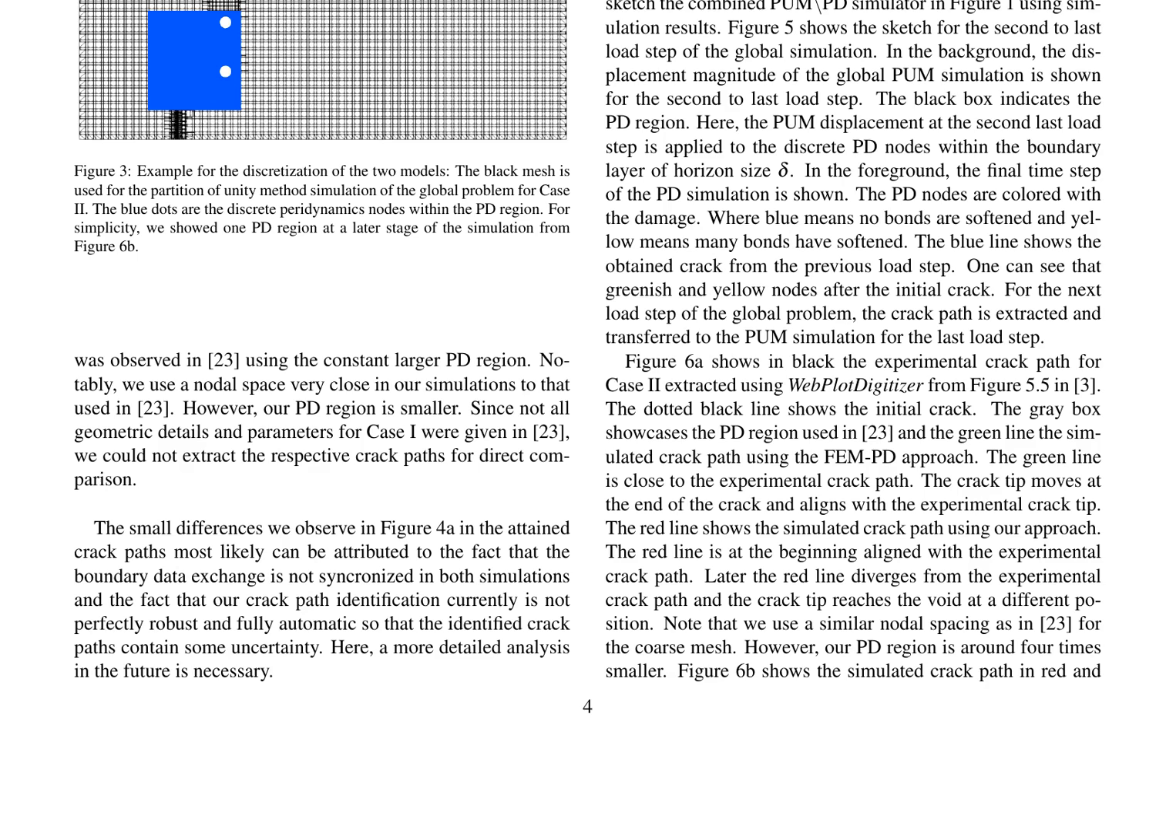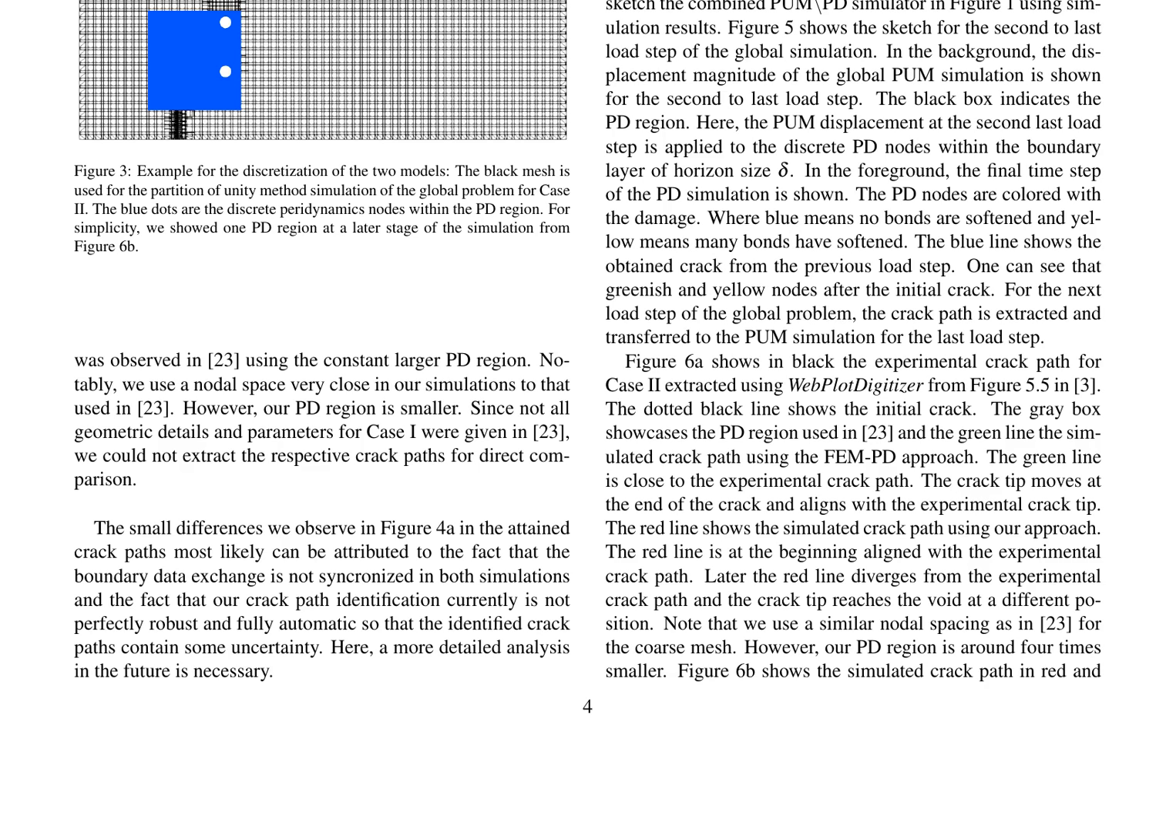In contrast, the author's approach initially aligns with the experimental crack path but later diverges, reaching the void at a different position. Notably, the authors employ a similar nodal spacing as in [23] for the coarse mesh, but their PD region is approximately 4 times smaller.